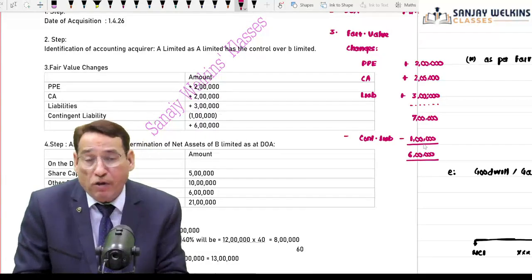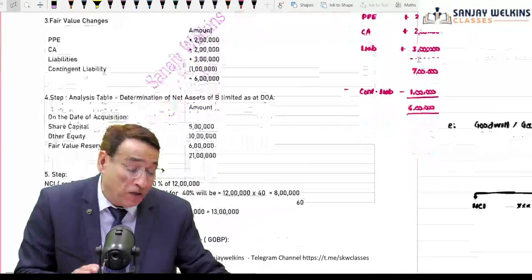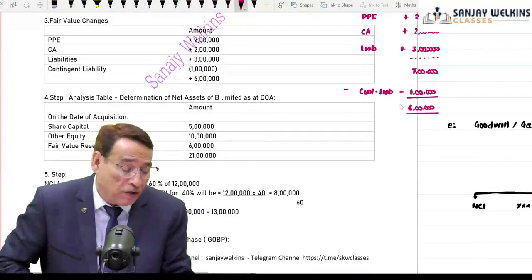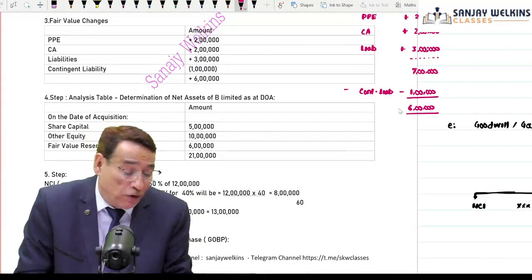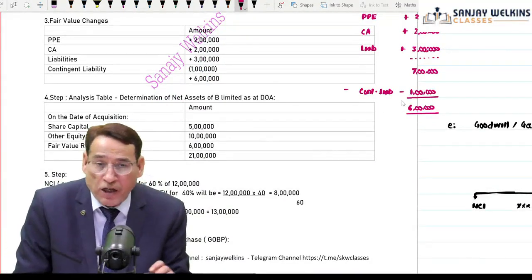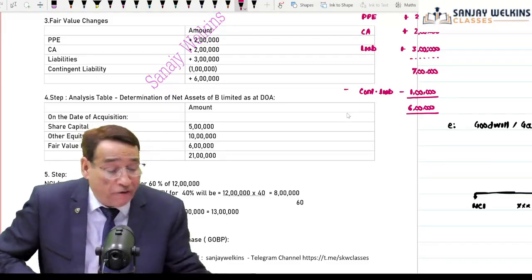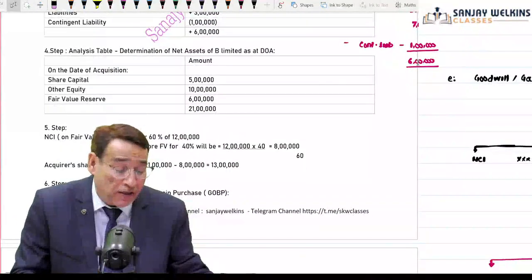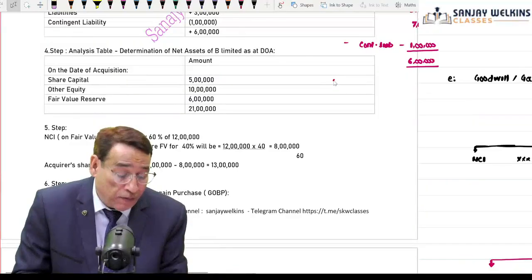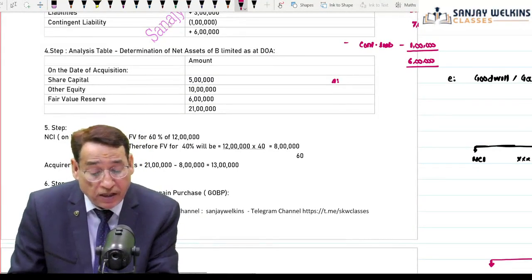So whenever in a question such information is given with respect to fair value, first of all you compute what we call the revaluation gain or fair value gain. Is it clear to you? After that, you are going to compute the net assets. Then your next step will be the computation of net assets.